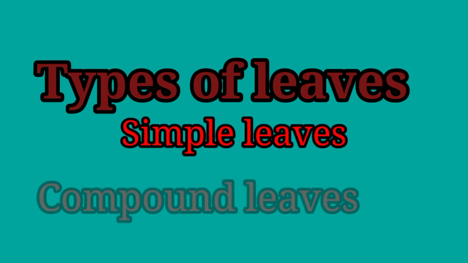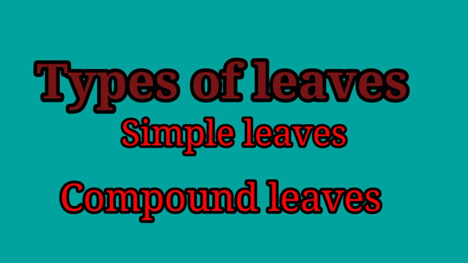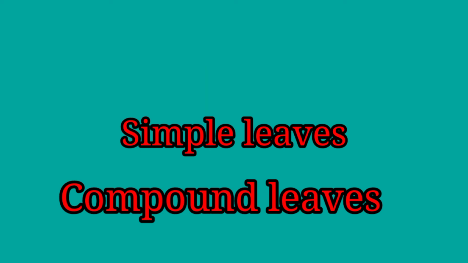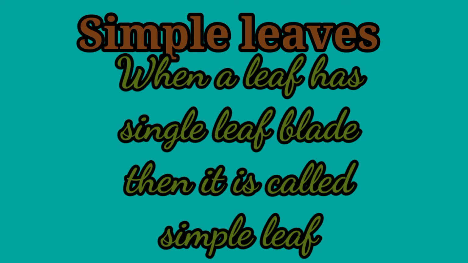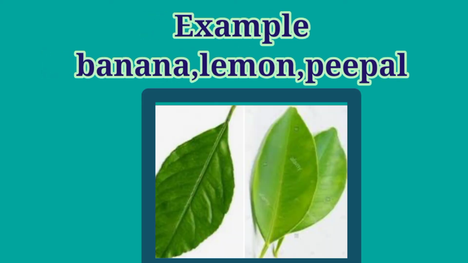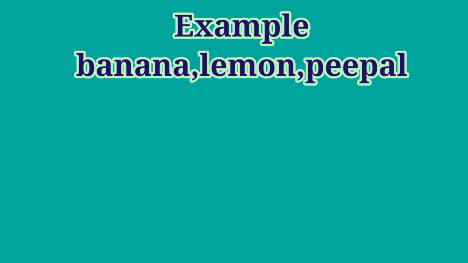Now types of leaves. Leaves are of mainly two types, that is simple leaves and compound leaves. Now let us discuss them one by one. Now simple leaves. When a leaf has a single leaf plate, then it is called a simple leaf. Mostly the plants have simple leaves. You must have seen the leaves of banana, lemon, peepal. They have a big leaf plate and it is called a simple leaf.